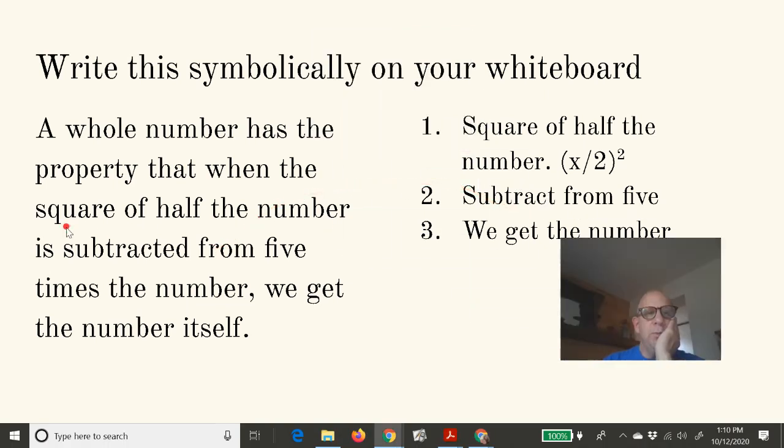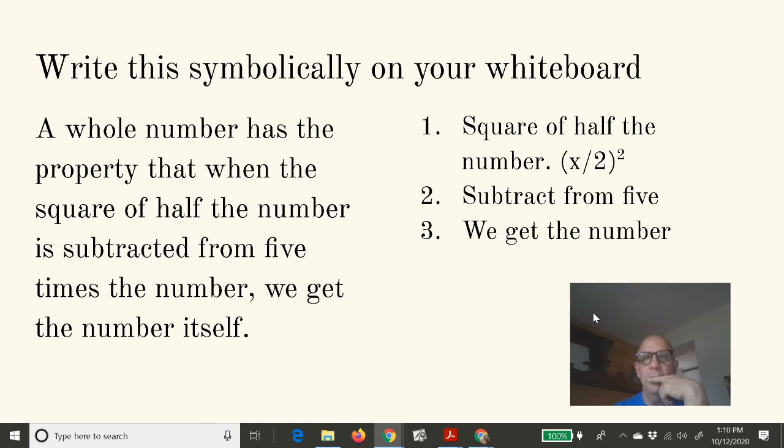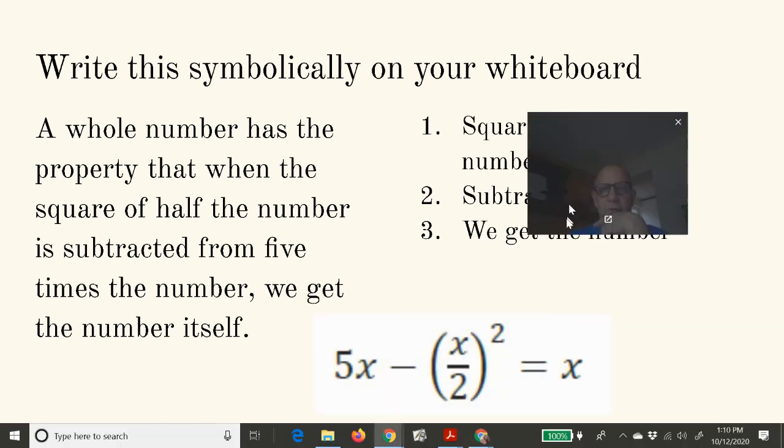A whole number has a property that when the square of half the number is subtracted from 5 times the number, we get the number. So pause and try it. All right, so the square of half the number is x divided by 2 squared. Subtract from 5x, we get the number. This was the first one. Yep, that's the first one.